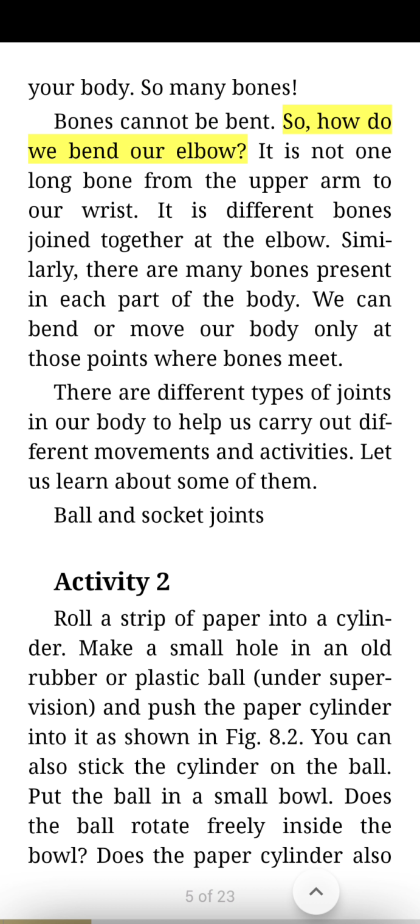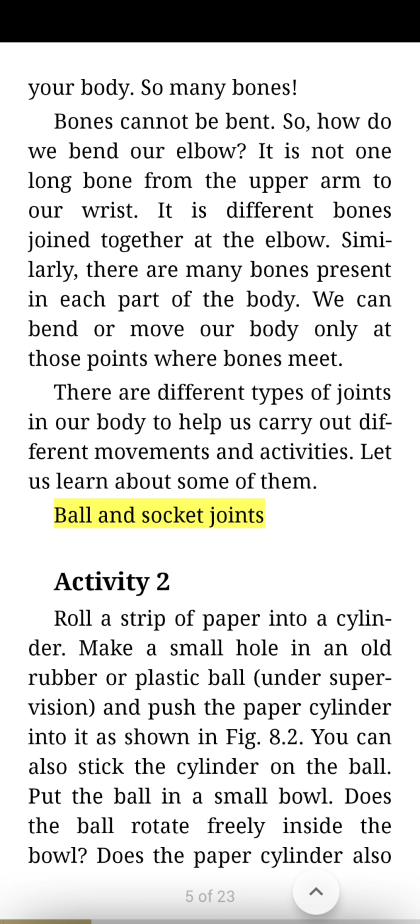So, how do we bend our elbow? It is not one long bone from the upper arm to our wrist. It is different bones joined together at the elbow. Similarly, there are many bones present in each part of the body. We can bend or move our body only at those points where bones meet. There are different types of joints in our body to help us carry out different movements and activities. Let us learn about some of them.